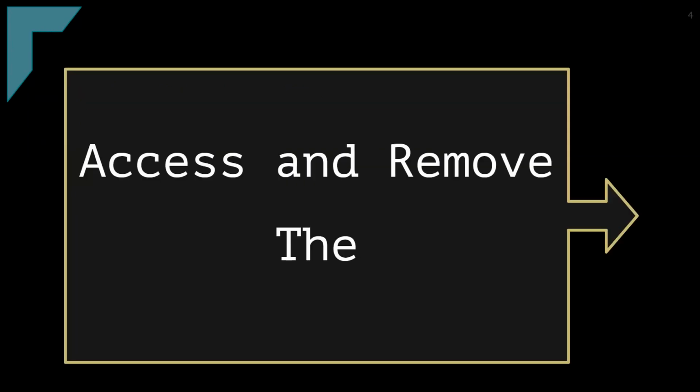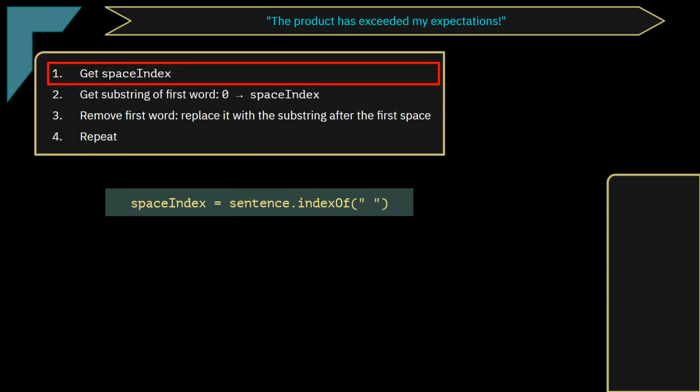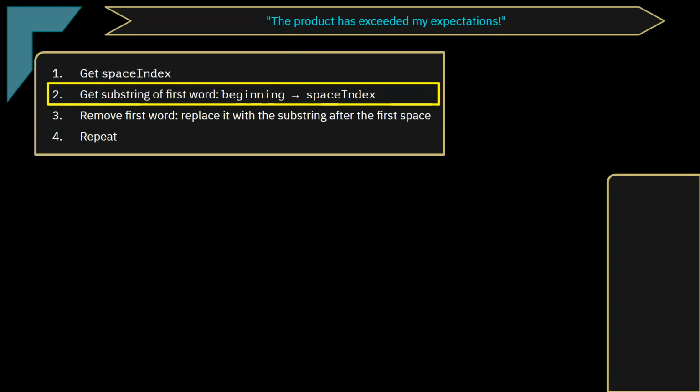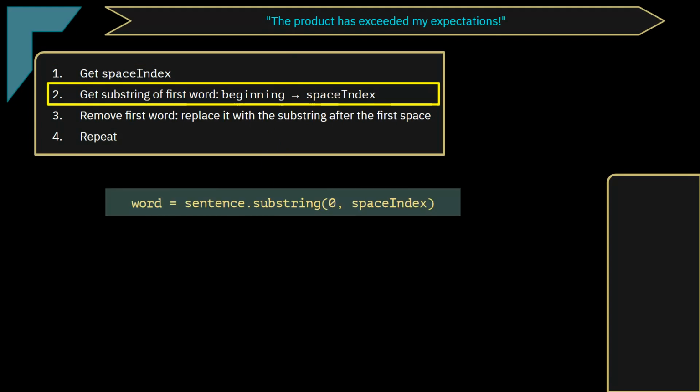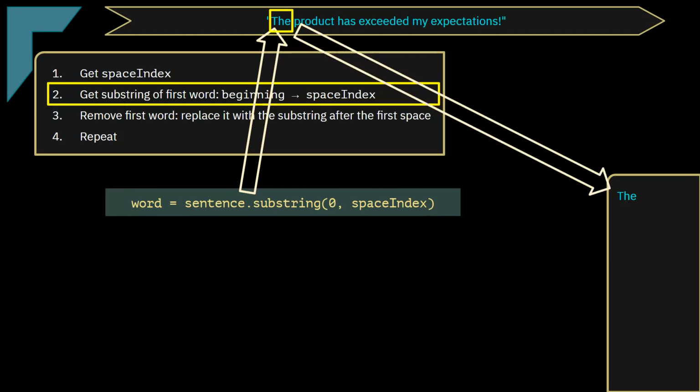So let's see. First we're going to access and remove the word the. So first we're going to get the space index. We'll use sentence.indexOf that space, so indexOf right there. We get that space position, that index, and then we want to get the substring of the first word, the beginning, so 0 to the space index, so sentence.substring 0 to space index. That'll give us the first word, not including the space. Remember, it doesn't include the space index, it goes up until, but doesn't include that position, that index. And then we have that word, we can add it to whatever we're going to do with it.